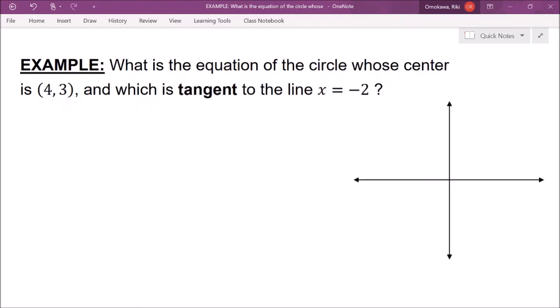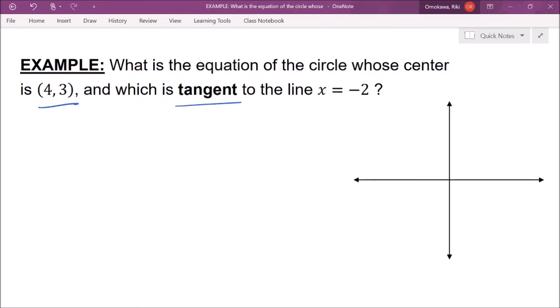So here's another example, our second and final example. This is another problem where they're describing a circle to us and asking us to come up with an equation for that circle. It says, what is the equation of the circle whose center is (4, 3), and which is tangent to the line x equals -2? So again, they're giving us the center like in the previous example, but what does this tangent thing mean?